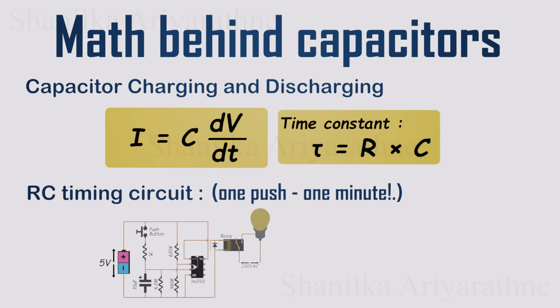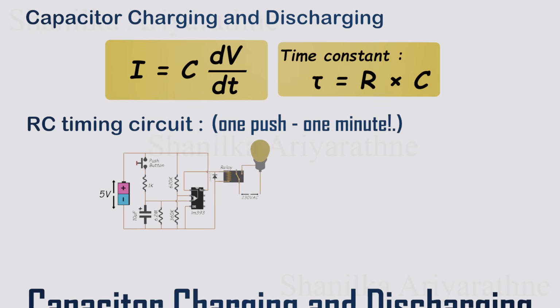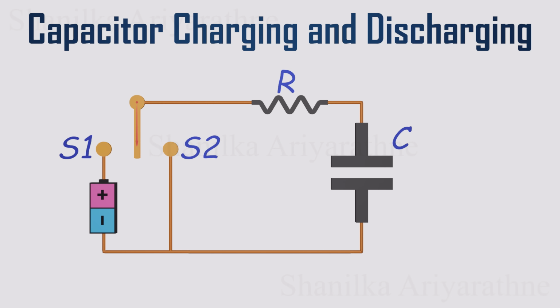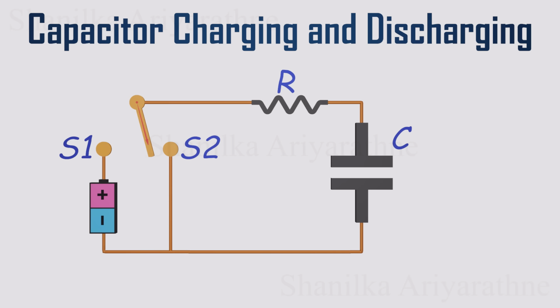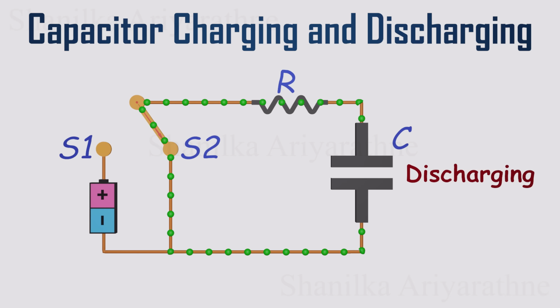In fact, once you connect the math to the physical behavior we just explored, the equations start to feel surprisingly logical. Let's start by seeing what really happens during capacitor charging and discharging. Here's the setup. We have a simple circuit with a capacitor, a resistor, a switch, and a battery. When we flip the switch to position S1, the capacitor will charge. When we flip it to S2, the capacitor will discharge.